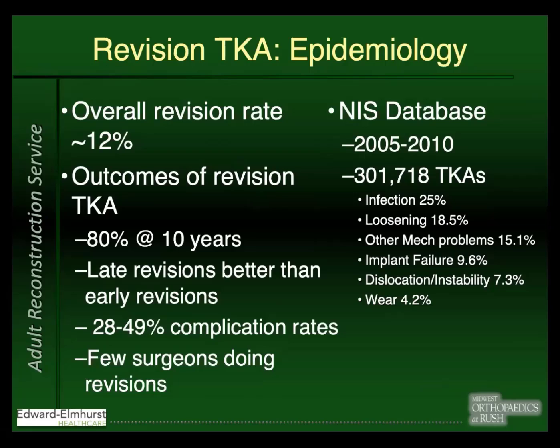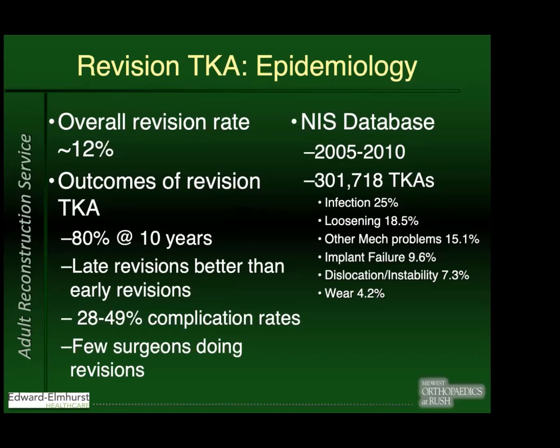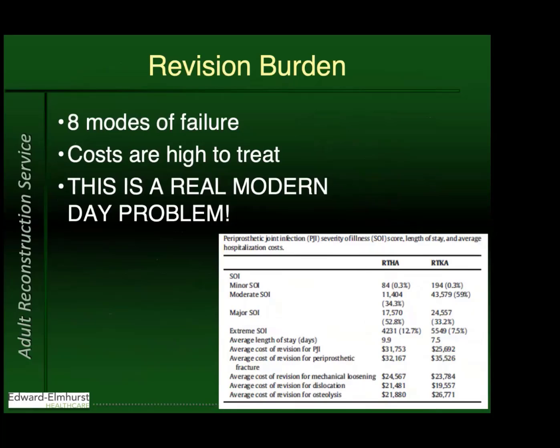people doing them. The NIS database was surveyed, and what they found is pretty consistent with most of the institutional databases, is that infection seems to be one of the top reasons for revision, followed by loosening, other mechanical problems, implant failure, instability, and then wear, which is lower on the list than it used to be. But overall, there is roughly 8 modes of failure. Revisions are a high cost to treat, and they're going to be a real burden moving forward, particularly because of the explosion in the number of total knees being done in the United States.